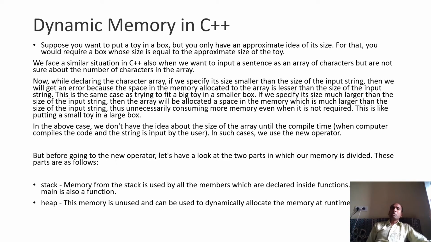So, dynamic memory allocation in C++. Suppose you want to put a toy in a box, but you only have an approximate idea of its size. For that, you would require a box whose size is equal to the approximate size of the toy. We face a similar situation. So what does this example want to say? Might be your toy is smaller than your box, or might be your toy is bigger than your box. So better, when you are purchasing the toy, at the same time you purchase the box.